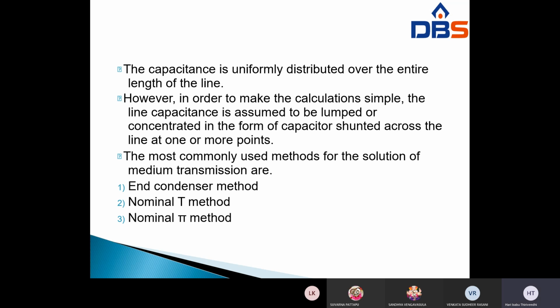So end condenser method, nominal-T method, nominal-pi method. These are the main methods to calculate the voltage regulation and transmission efficiency in the medium transmission lines.